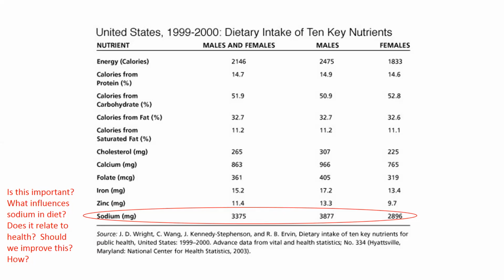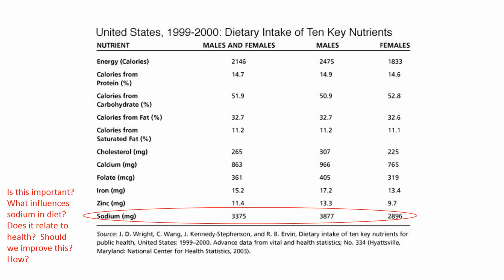Is this important? Well, I think it is, right? We tell people not to eat more than 2,300 milligrams, but clearly they're actually exceeding that to a great extent. There's other types of information we can gather to figure out where that sodium is coming from. It is, of course, from all the processed food in our diet. Does it relate to health? Well, of course it does. There's a very high prevalence of hypertension, which we would also know from NHANES. Should we improve this? Well, of course we should. It leads to heart disease, which kills a lot of Americans.